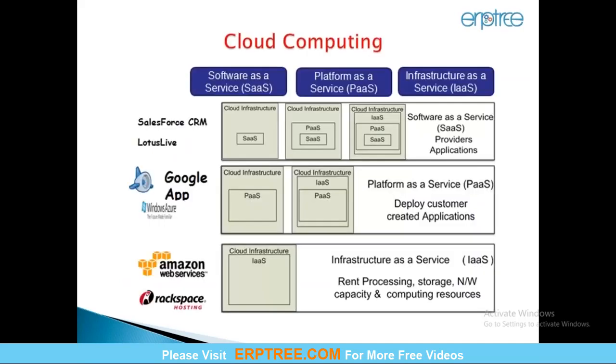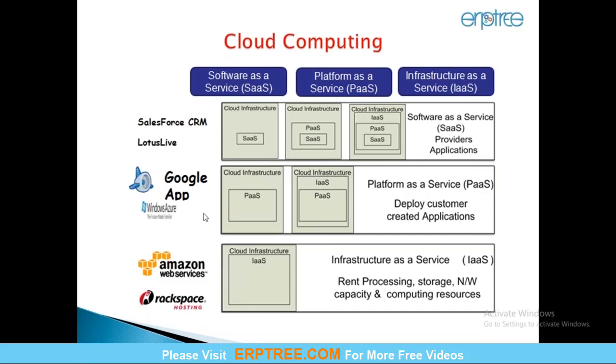So here, one of the examples for you to look at in the case of SaaS, PaaS, and IaaS. You can look at the first box, which explains software as a service. You can take examples for it: Salesforce CRM and Lotus Live are some of them, which give only software as a service, where you get access to your software.